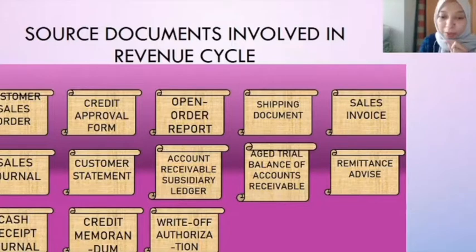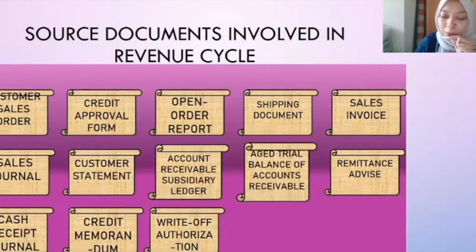And then credit approval form. Credit approval form, like I mentioned earlier, is for investigating the creditworthiness of the customer. And also this document is to be used to establish the customer's credit limit. And then open order report. Open order report is a report of all customer orders for which processing has not been completed, perhaps because items ordered are out of stock or back order.